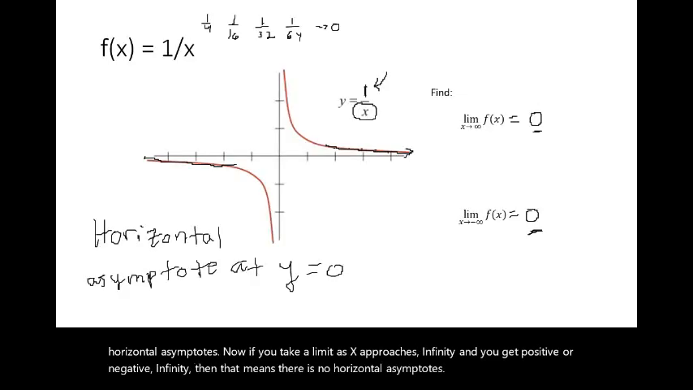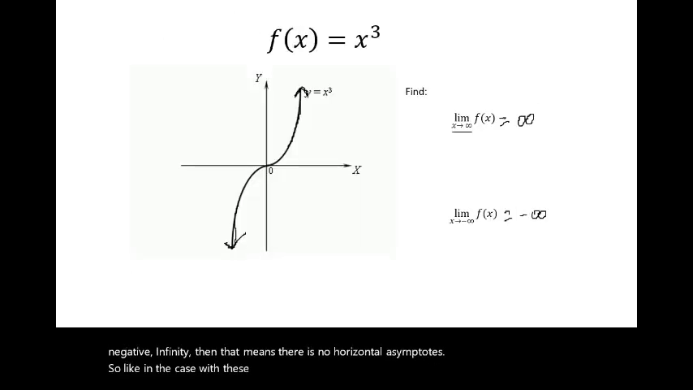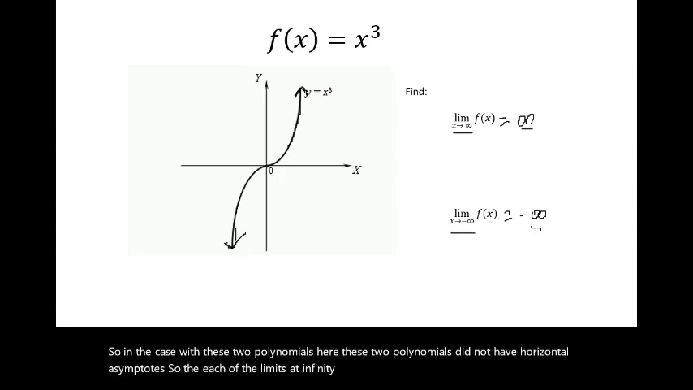So like in the case with these two polynomials here, these two polynomials did not have horizontal asymptotes, so each of the limits at infinity were themselves infinite and came out to infinity.